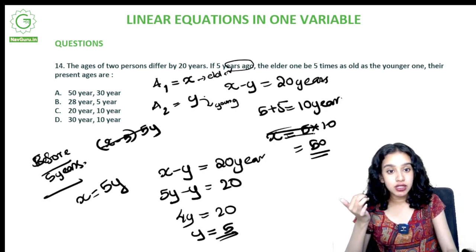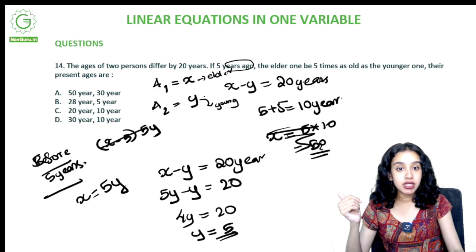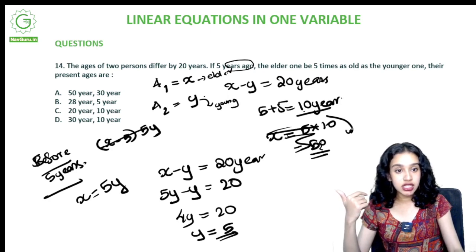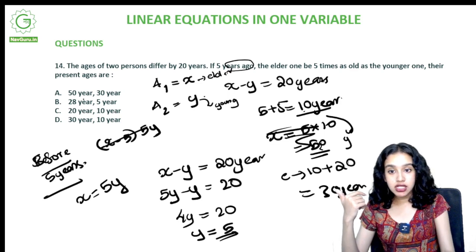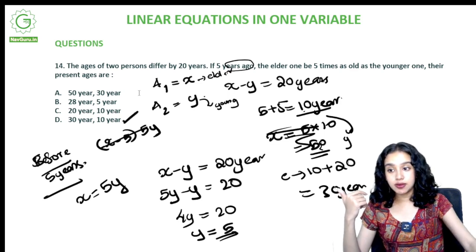No, that was 5 years ago. The age gap between them is 20 years. So 10 years is the younger one, and the elder one is 10 plus 20, that is 30 years old. So our answer is 30 years and 10 years.